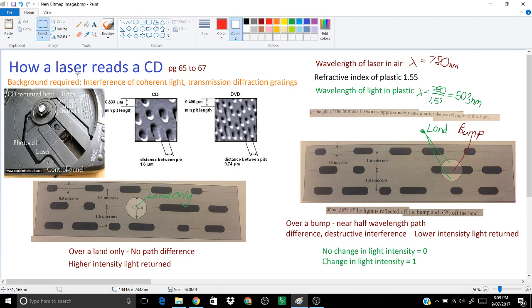Now, some background information. If you're not familiar with the interference of coherent light, the idea that two coherent light sources merging with a path difference may cause a phase change, may cause constructive interference, then you probably need to read up on that. And if you're not familiar with transmission diffraction gratings, which was one of the videos I made recently as well, you better have a look through that, because I'm going to skip over that stuff pretty quickly and just explain how they're used in this particular case. All right.